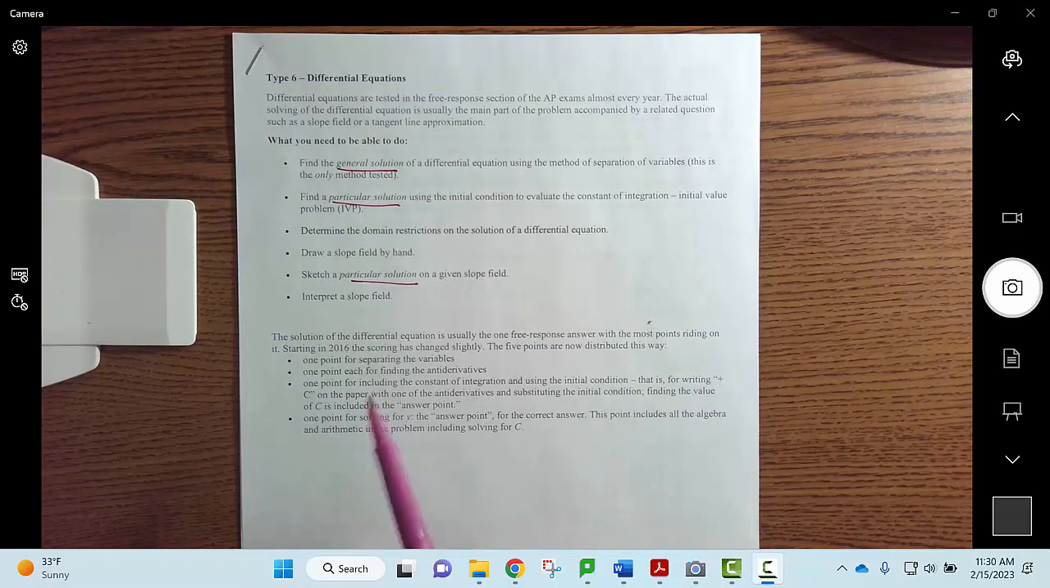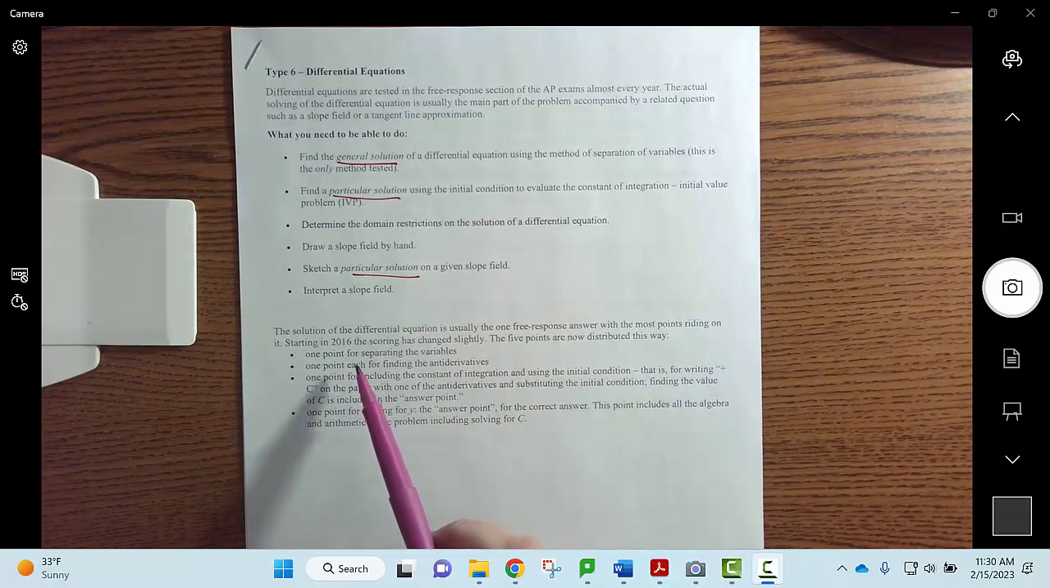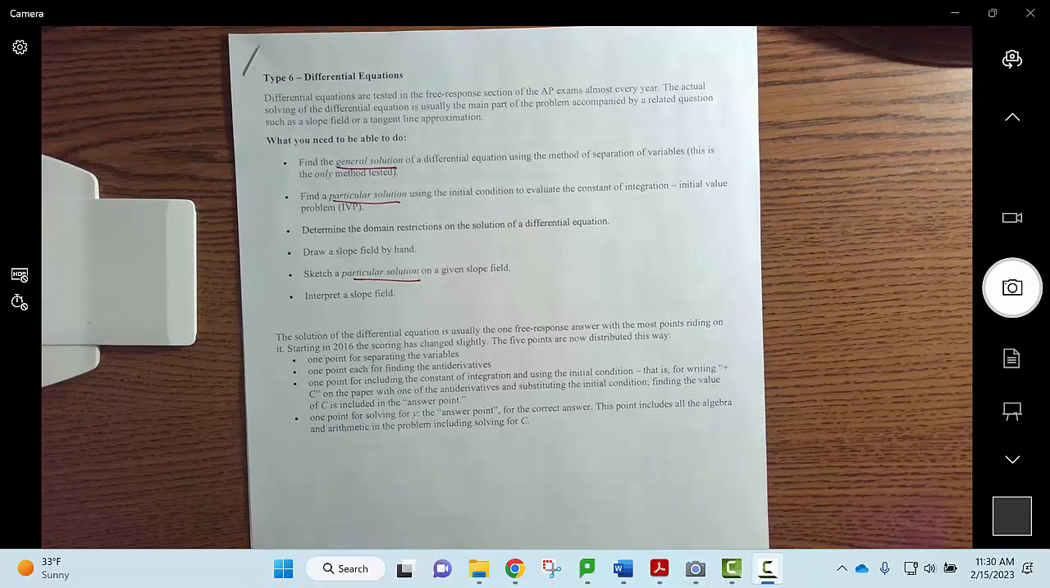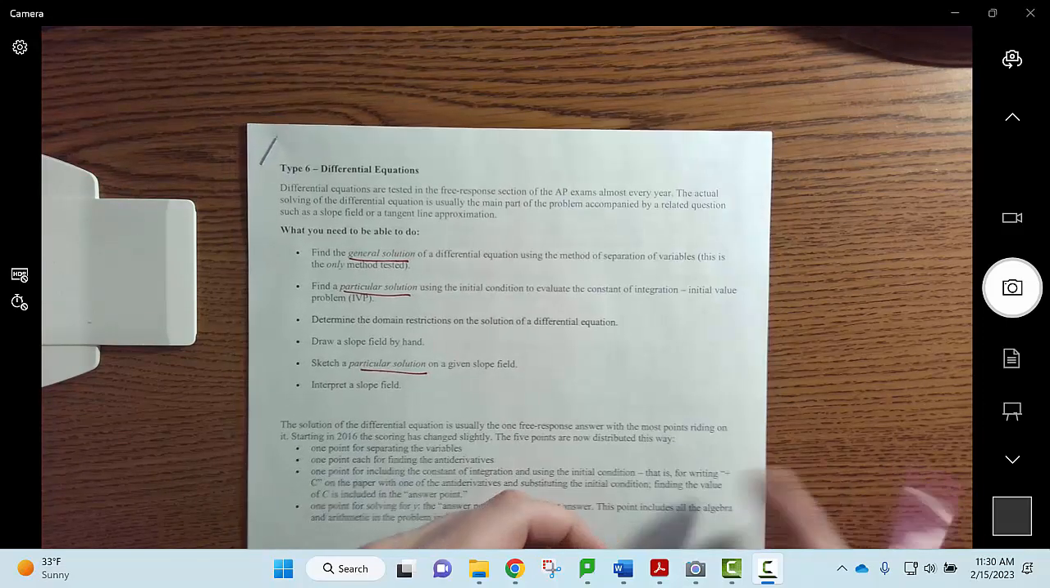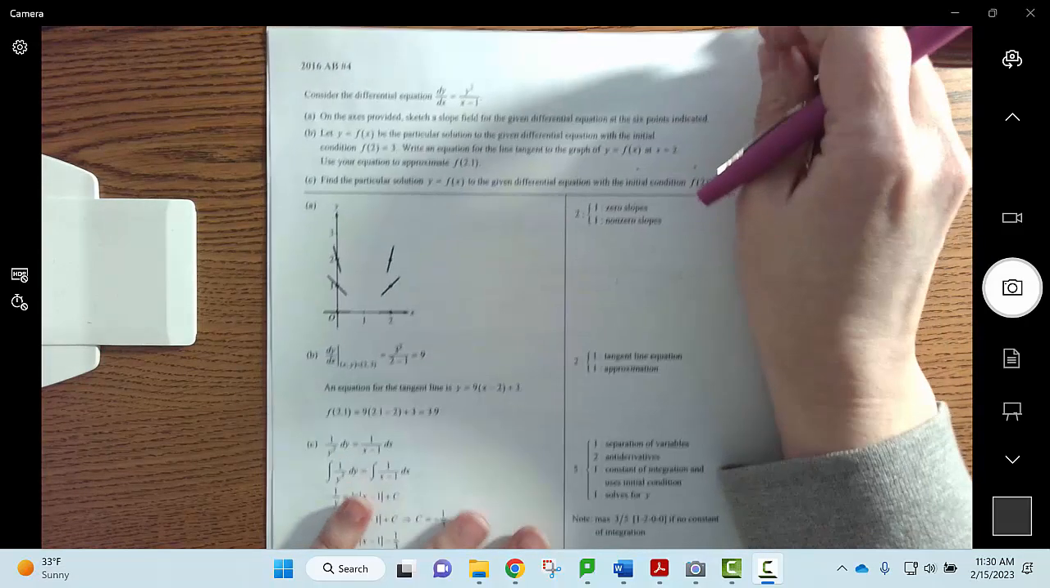These are usually worth a lot of points. So this is just an example of what they'll be worth. Usually 1 point for separating properly, and then the antiderivatives are either 1 point for each side or 1 point for both. And then 1 point for having the plus c. Then using the initial condition, or the condition given, is usually one that you get. And then 1 point finally for having the correct answer for the y equals at the end. And these are all just separate problems. So let's look through the examples, and I'll talk through them.